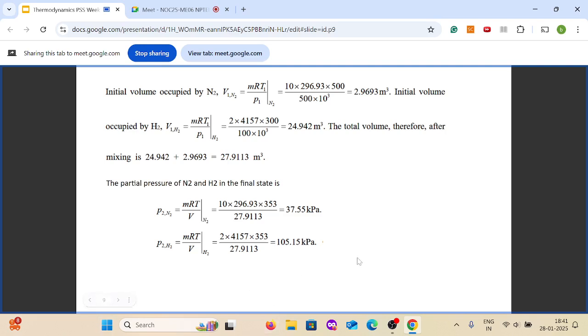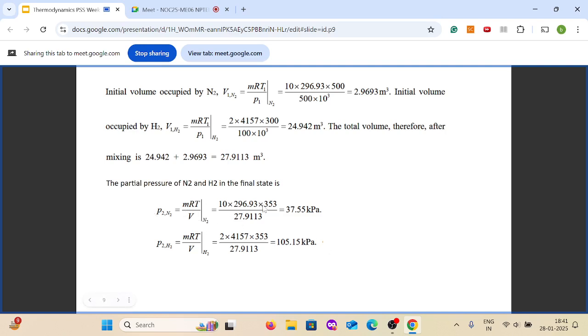Now we estimate the partial pressure of nitrogen and hydrogen in the final state. The partial pressure of nitrogen is mRT by V. From this we can find the partial pressure of nitrogen. Initially the whole pressure is because of nitrogen, but once it has mixed, nitrogen will exhibit some pressure and hydrogen will exert some pressure. From Dalton's law of partial pressures, the summation of the partial pressures of the gases equals the total pressure. From here you can find the partial pressures after mixing.